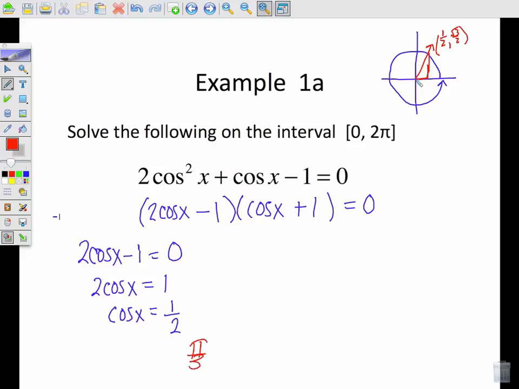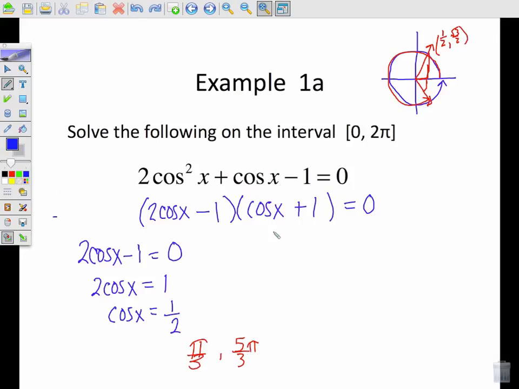It would also happen in quadrant 4 at that same reference angle, the same reference angle, 60 degrees, but below. If I go all the way around from 0, then that would be an answer of 5/3 pi. So at 5/3 pi, we have another value that would be equal to a half.